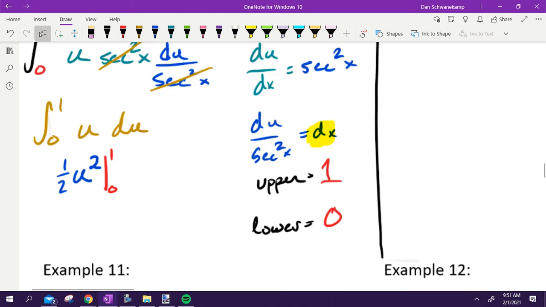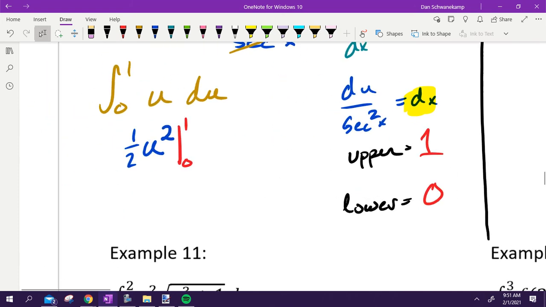If I have a constant, I always like taking the constant out because it makes the problem easier. So I'm going to take the 1/2 out. I'm going to do 1 squared minus 0 squared. I'm plugging in the upper bound, plugging in the lower bound, and subtracting the two.